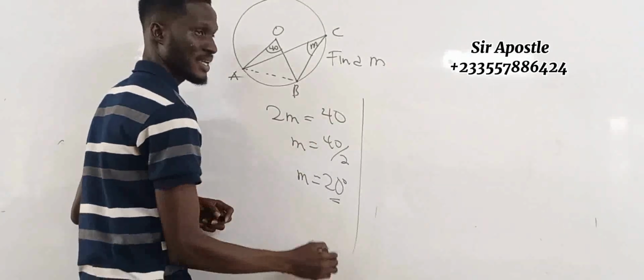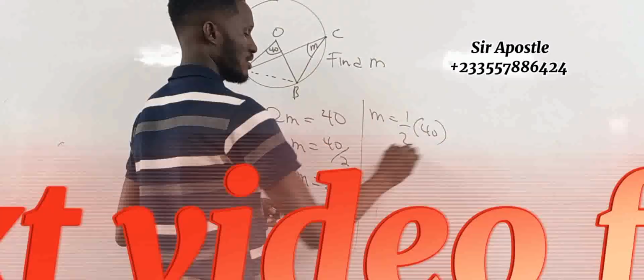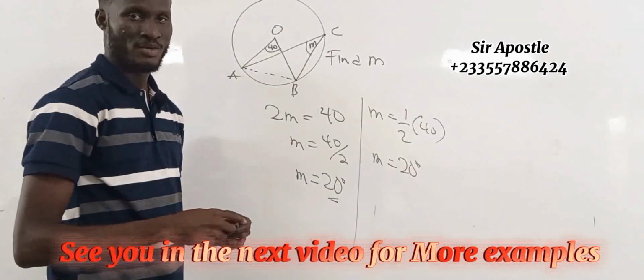Or you can easily say that the M is equal to half of 40. So M is equal to 20 degrees. Any of them, you'll be able to get the answer.